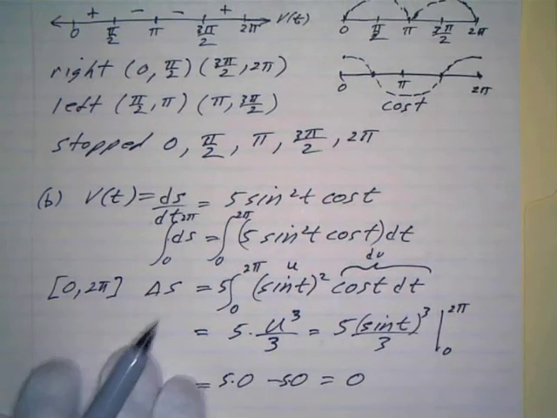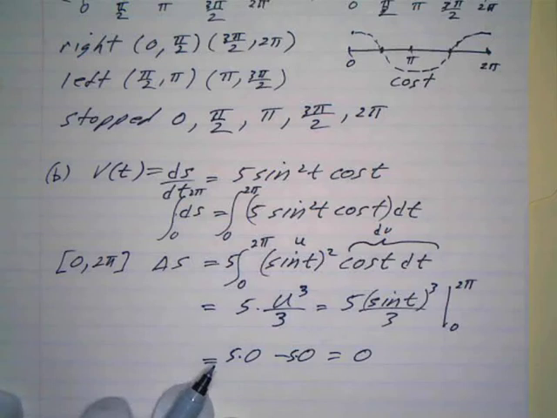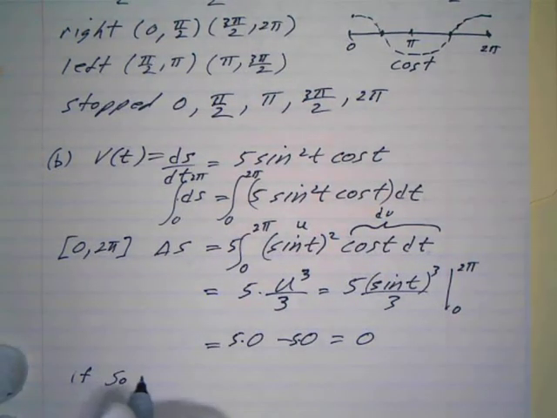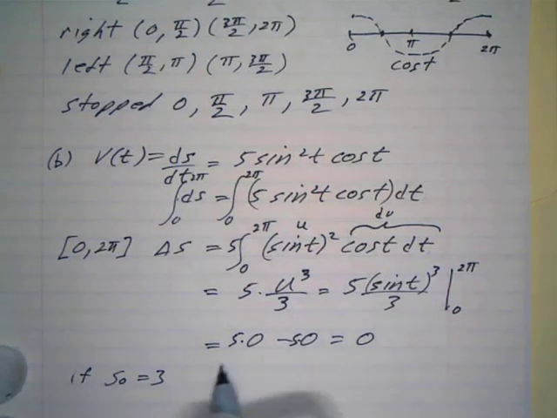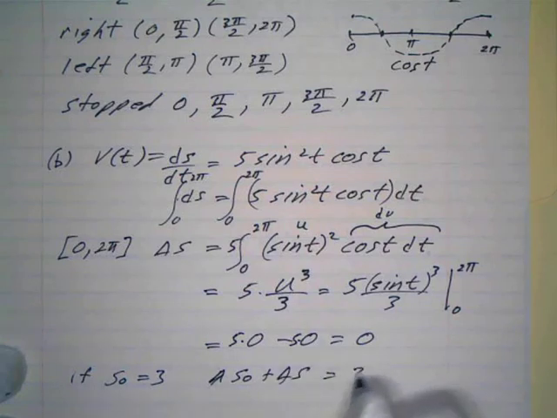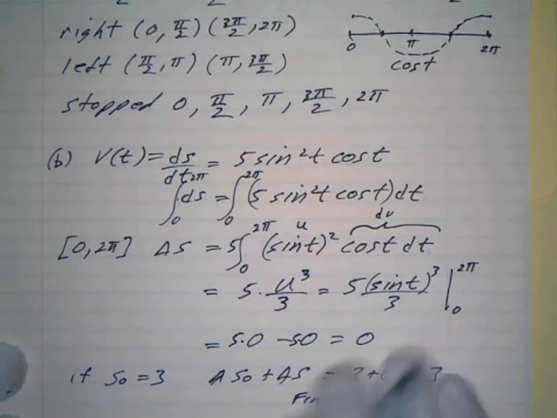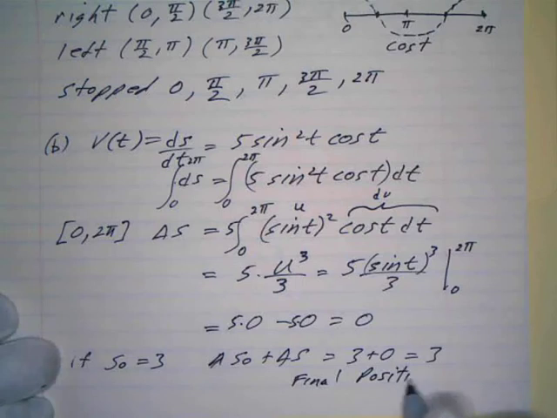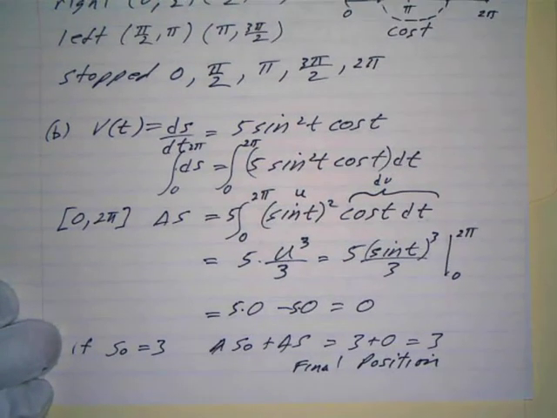Look at this. Okay. So again, as they said, if s sub 0 equals 3, okay, and my displacement is 0, then my final position is, well, I should say s sub 0 plus delta s, so that's going to be 3 plus 0. So 3 is your final position. So that's your final position. Okay.